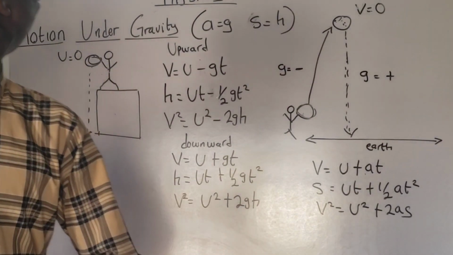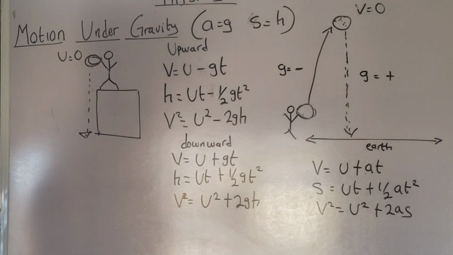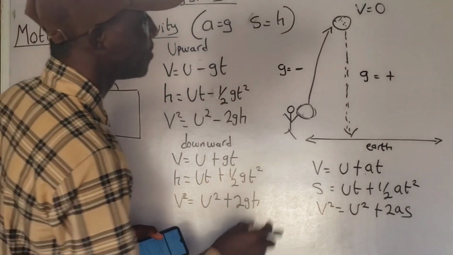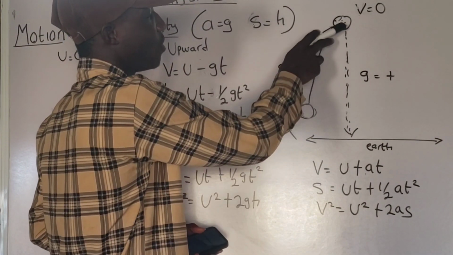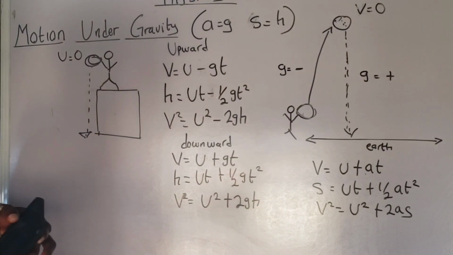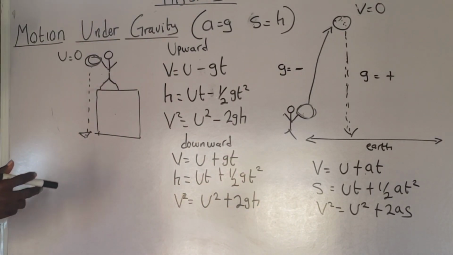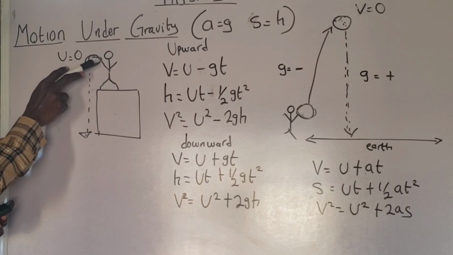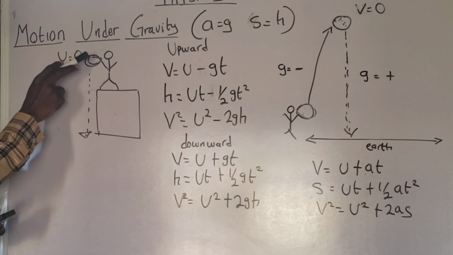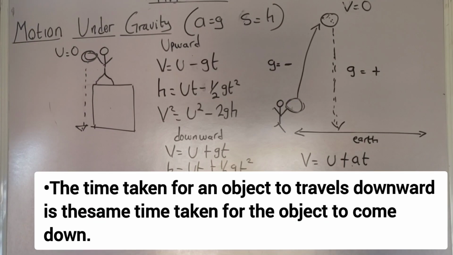The first point is that when an object is thrown upward, the velocity at the peak, that is the velocity at the maximum height, is equal to 0. The second point is that when a body is released from a height, for example, this boy is holding this ball and the ball is released from this height, the initial velocity of this ball is equal to 0. And the third point is that the time it takes an object to travel upwards is the same time it takes to come down. So those are the 3 points.